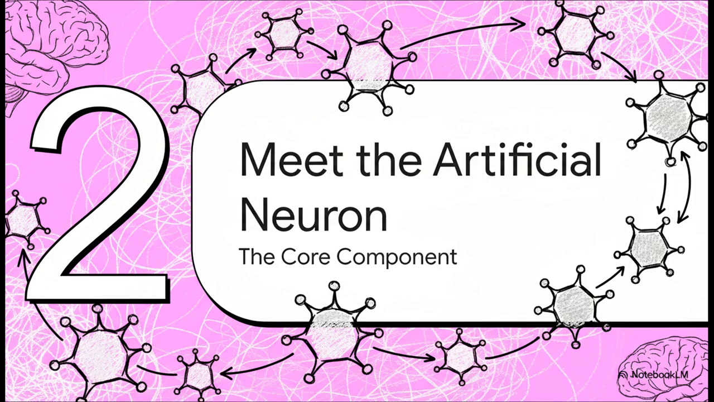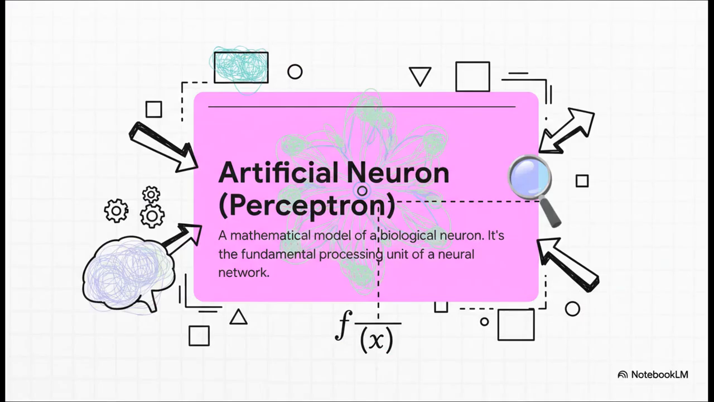So, if we're going to build an artificial brain, we've got to start with the most basic building block, right? The artificial brain cell. And here it is. This is an artificial neuron, sometimes called a perceptron. Now, it's not made of biological stuff, it's really just a little math function that acts like a tiny decision maker. One on its own isn't very smart, but it is the fundamental unit that makes up the entire network.